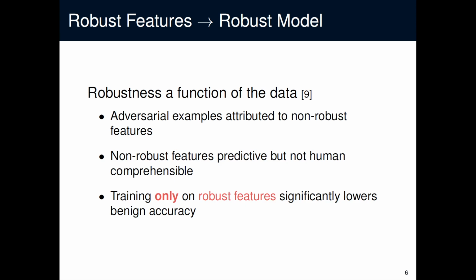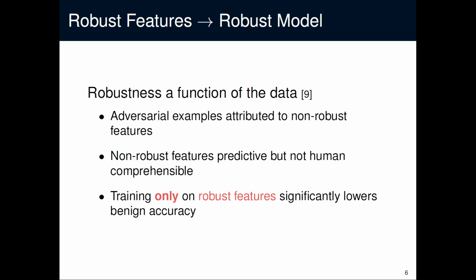So there's been some interesting work that shows that robustness is a function of the data, essentially. And so what's this mean? It means that essentially adversarial examples can be attributed to non-robust features. And we might ask, what is a non-robust feature then? These features could be something that's not really aligned with human intuition, it turns out.